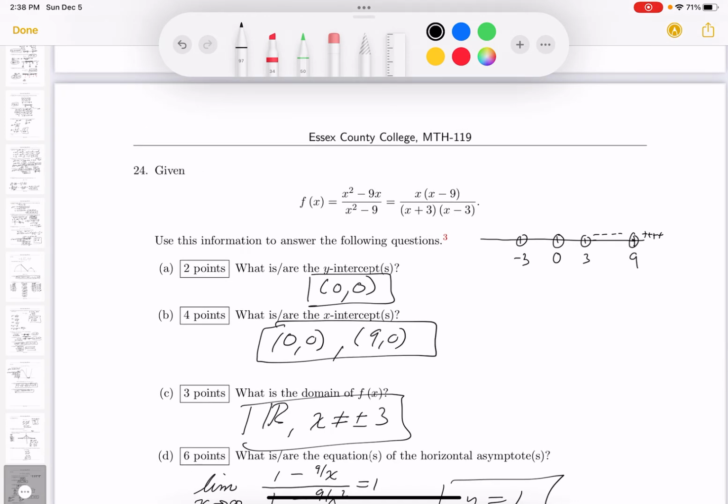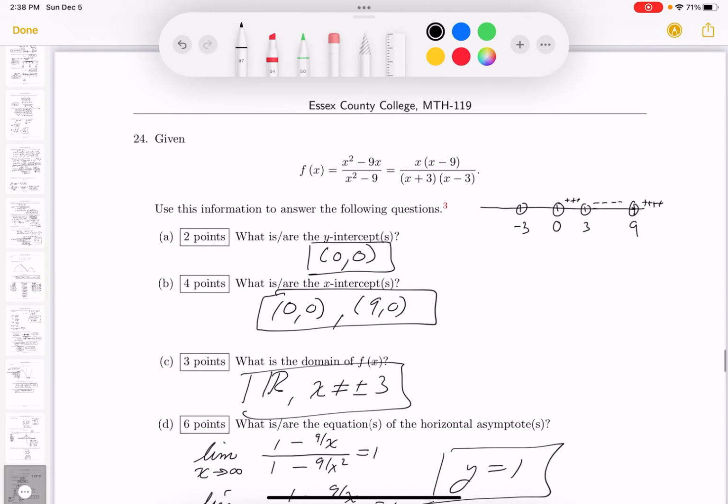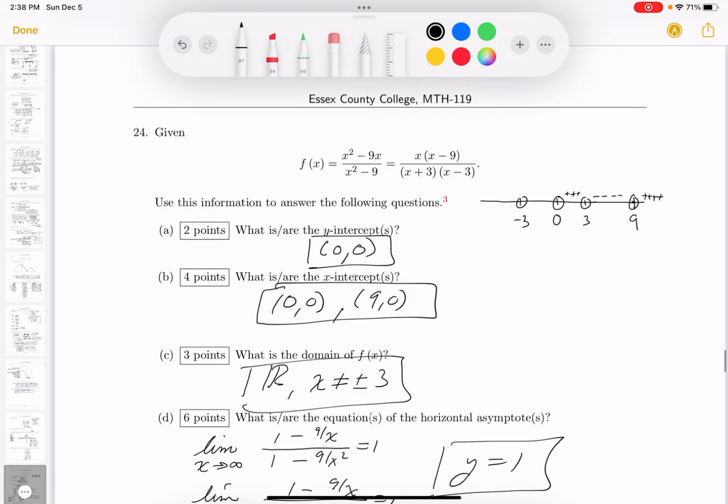What do you do now between 0 and 3? Pick a number like 1. What would you get? You get negative on top, and you would get negative on bottom, which is positive. Now, between minus 3 and 0, I would pick minus 1. You would get negative times a negative on top, which is positive. On bottom, you would get a positive times a negative, which is a negative.